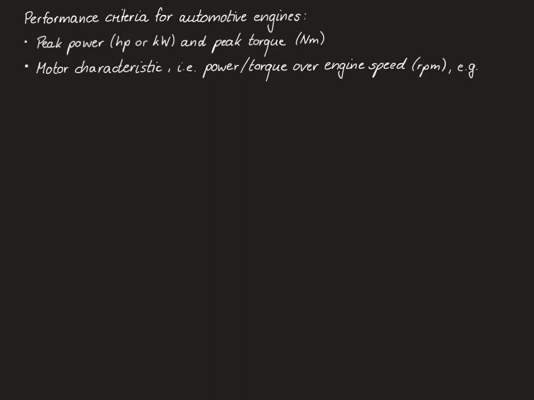This automatically brings us to the question of the main performance criteria for automotive engines. For one, we may look at the peak performance criteria of the engine, such as peak power measured in horsepowers or kilowatts, or the peak torque of the engine measured in newton meters. More informative, however, is the full motor characteristic, which is the curve that provides the power or torque over the engine speed, which is measured in rotations per minute or RPM.